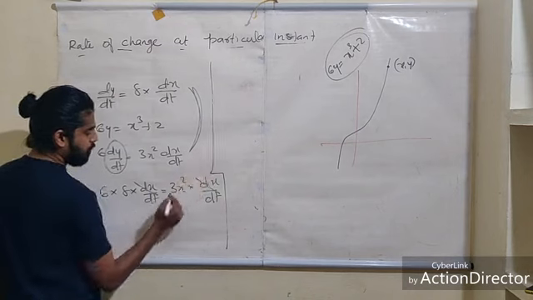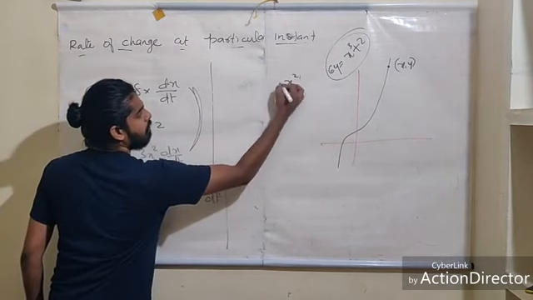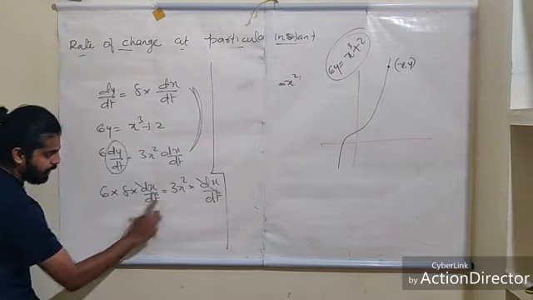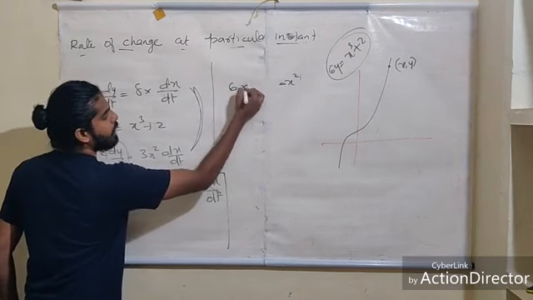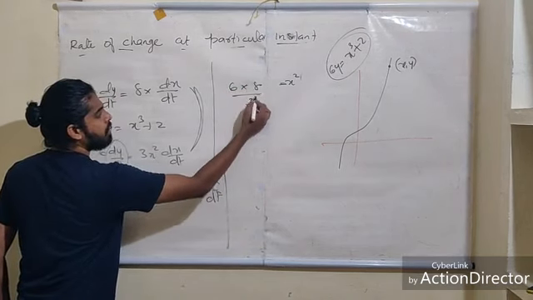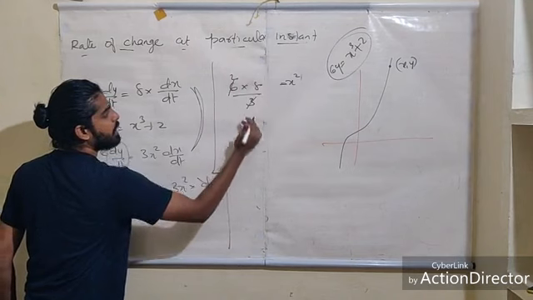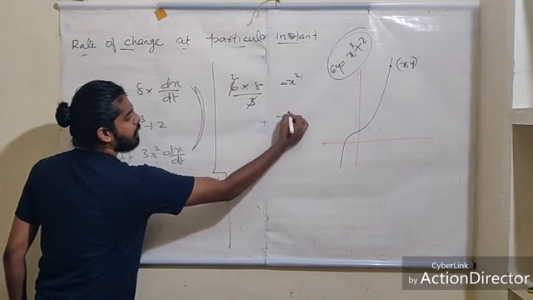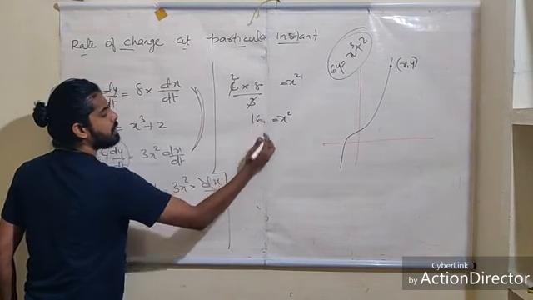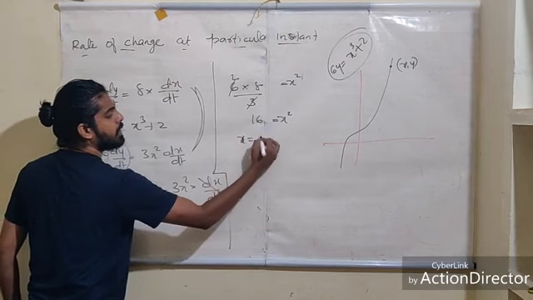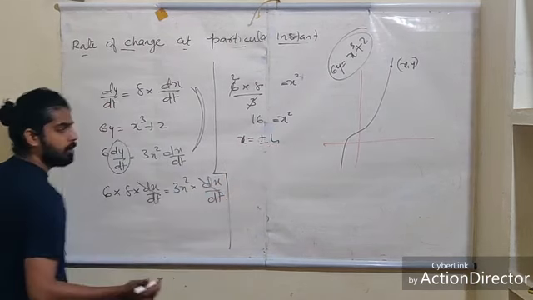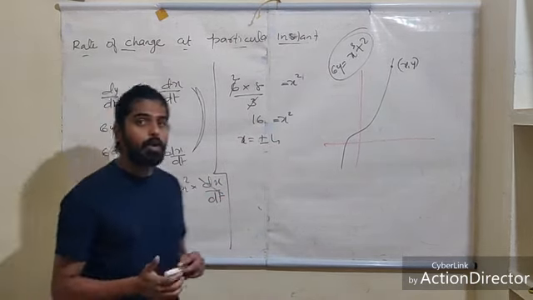Okay, so x square will be equal to, let us take this 3 to this side, so 6 into 8 by 3. So cancelling this, 2 into 8, 16. So x square equal to 16. So x is equal to plus or minus 4. So we have to take plus 4 and negative 4.